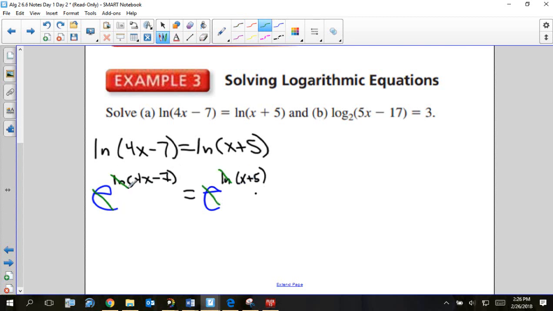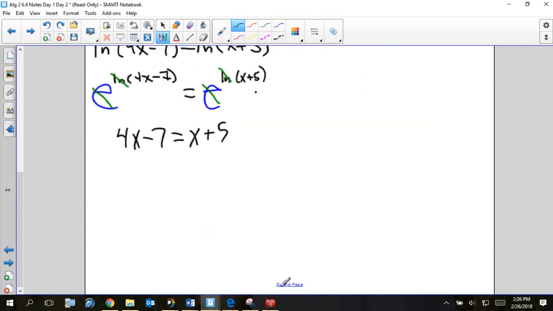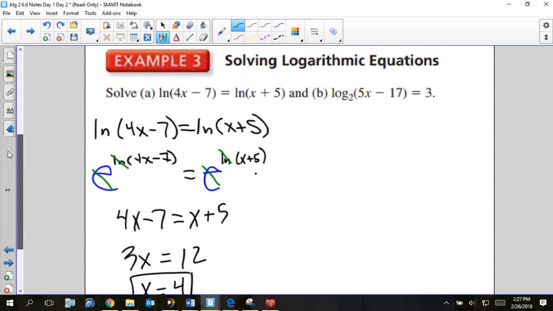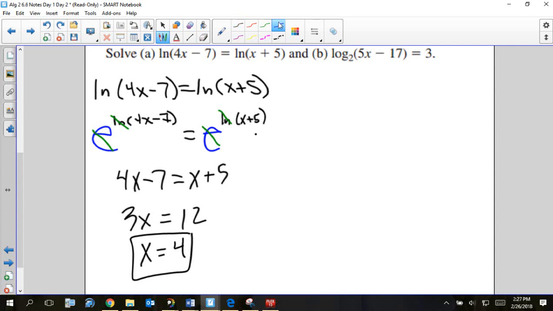So then the e and the ln cancel right away. And we have 4x minus 7 equals x plus 5. And then it's like 8th grade math or algebra 1 at that point. Solving for x, subtracting x from both sides, adding 7, divided by 3. X is 4. How would you know if you did it right? You could check your answer, plugging it into the original one, and it'll check very nicely.